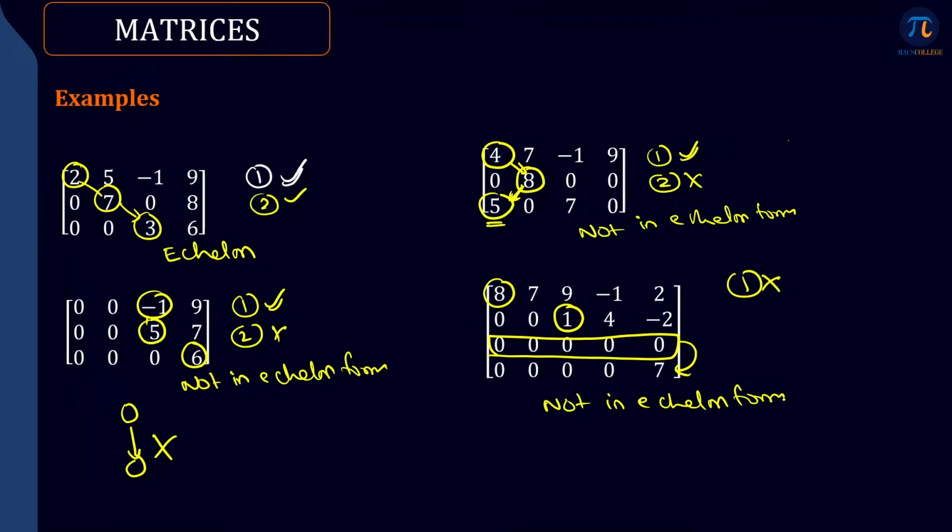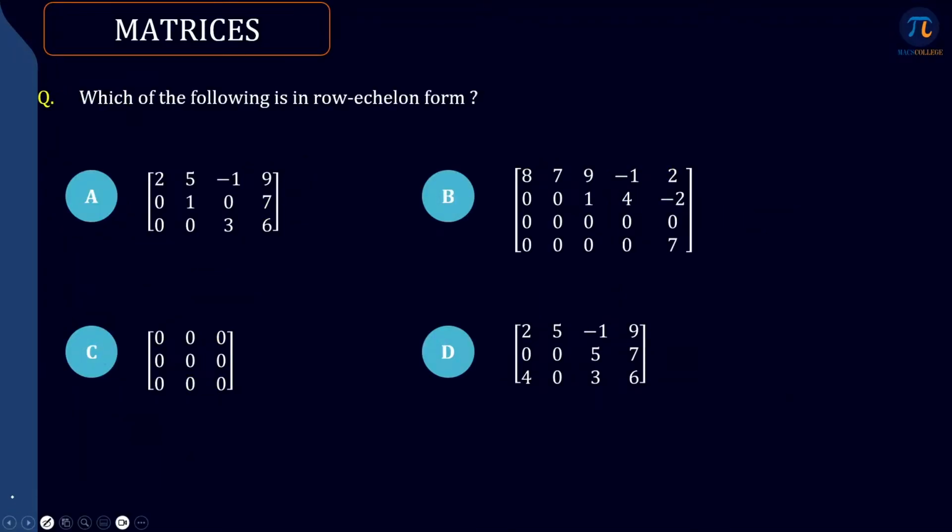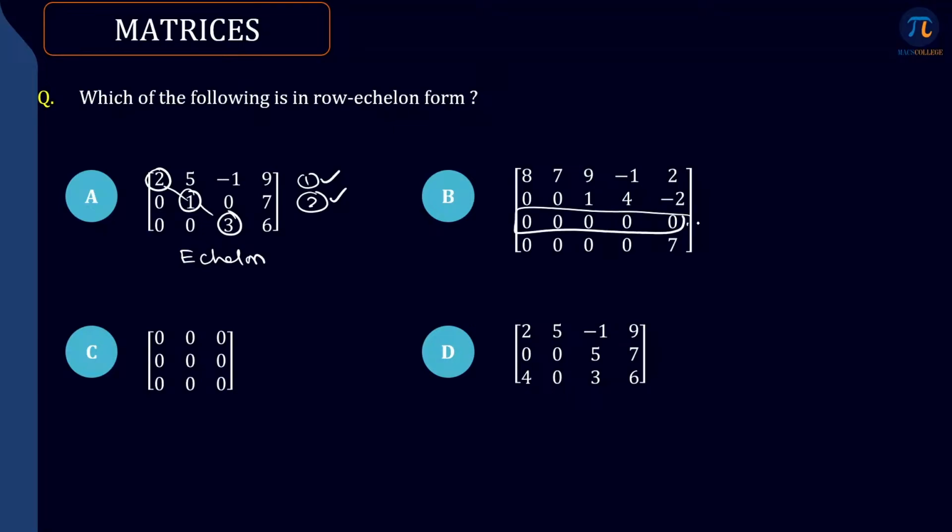Okay, please note that. Now, which of the following is in row echelon form? So here zero row is not there, no problem. Leading, leading, leading. Right side, right side. Second condition satisfied, echelon form. Now here a zero row is above a non-zero row. First condition failed, not in echelon form. This is in echelon form.